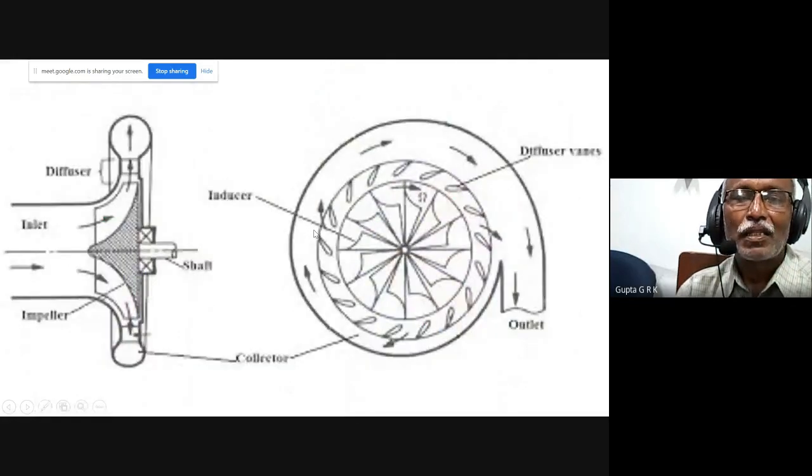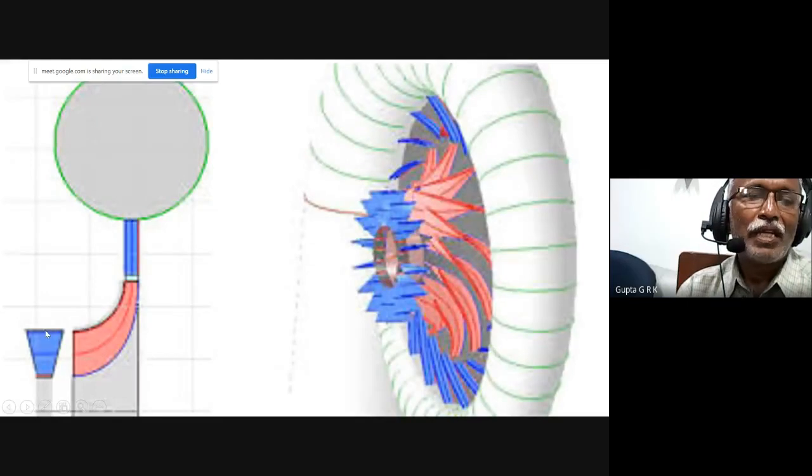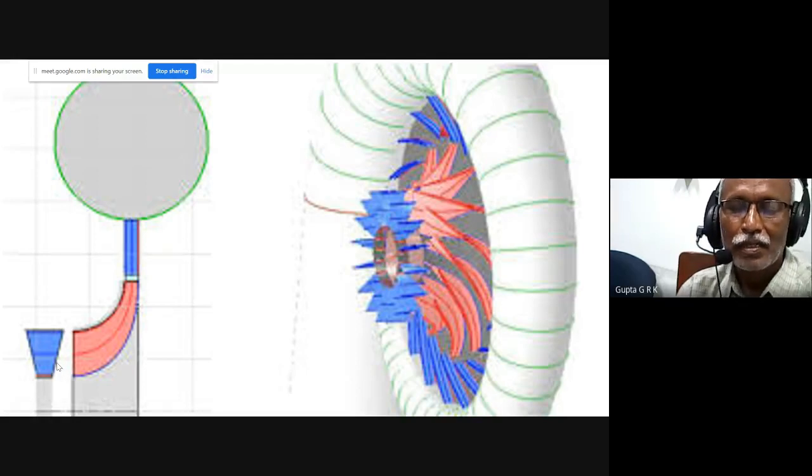And there is another thing called the IGV. This is called the inlet guide vane. Before this impeller, I may sometimes have what is called an inlet guide vane. If you are expecting a shock to occur at the entry of the impeller or the compressor, then I have to use an inlet guide vane, which avoids the shock. How it avoids it, we will discuss later.